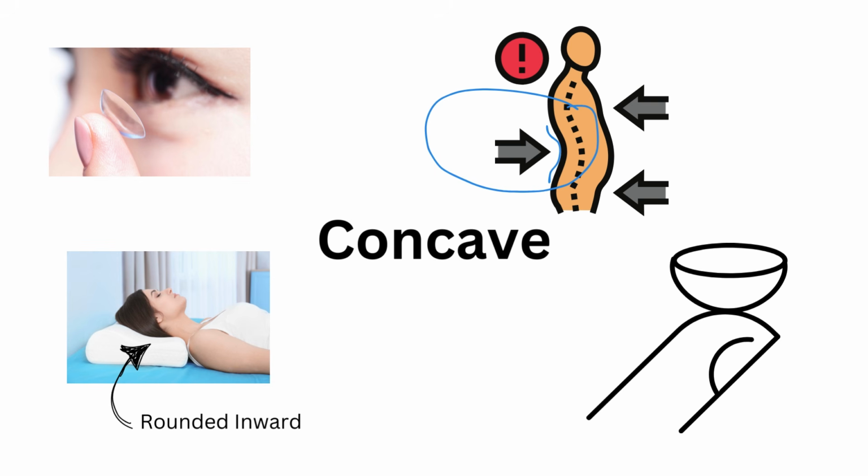So think of different ways to memorize these words, for you to remember when you are in the situation while taking the exam. So again, concave is rounded inward. Whatever helps you, if it's the contacts or it's the back or the pillow, as long as you can remember if you do encounter it while taking the test.